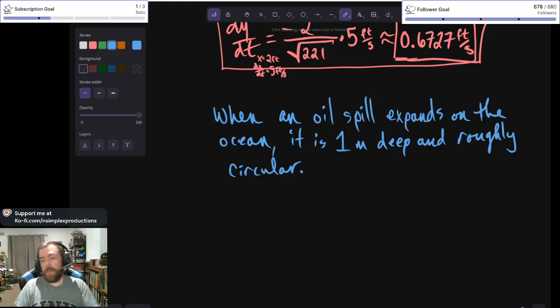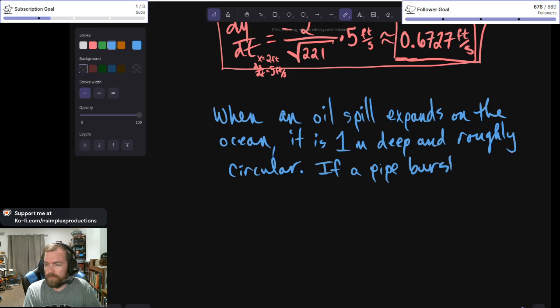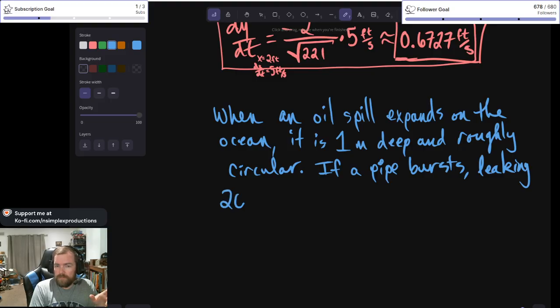Alright, so I'm going to make something up, but it's going to be at least reasonable. When an oil spill expands on the ocean, it is 1 meter deep and roughly circular, right? If there's not too many currents or whatever, we're going to neglect all of those things. So, if a pipe bursts, leaking 20 cubic meters of oil per minute.